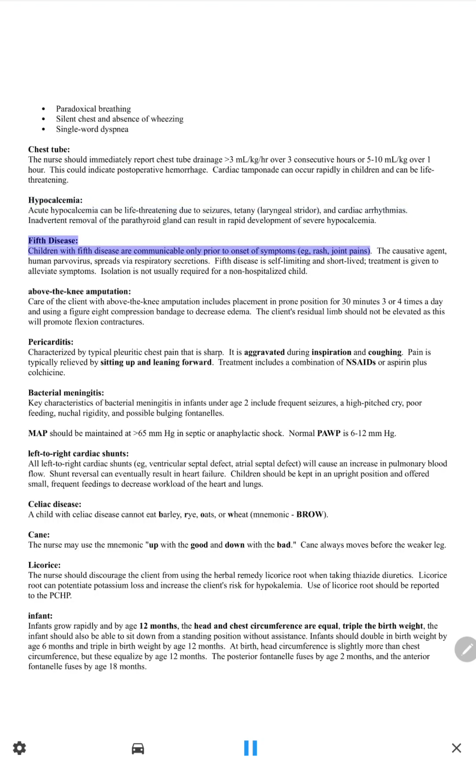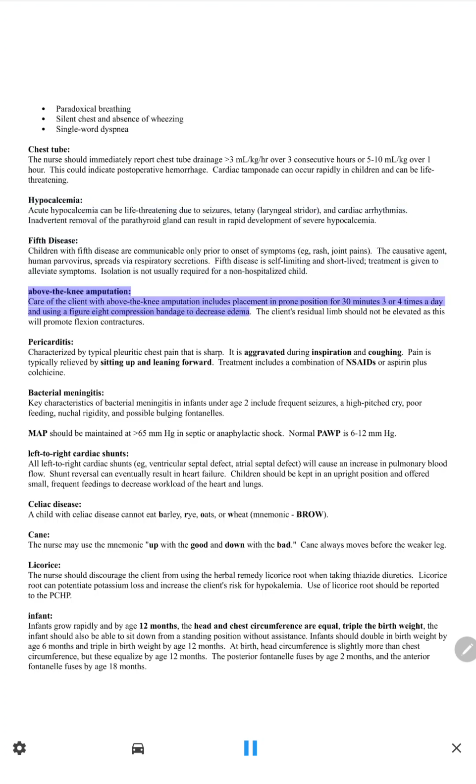Fifth disease. Children with fifth disease are communicable only prior to onset of symptoms, e.g., rash, joint pains. The causative agent, human parvovirus, spreads via respiratory secretions. Fifth disease is self-limiting and short-lived. Treatment is given to alleviate symptoms. Isolation is not usually required for a non-hospitalized child.